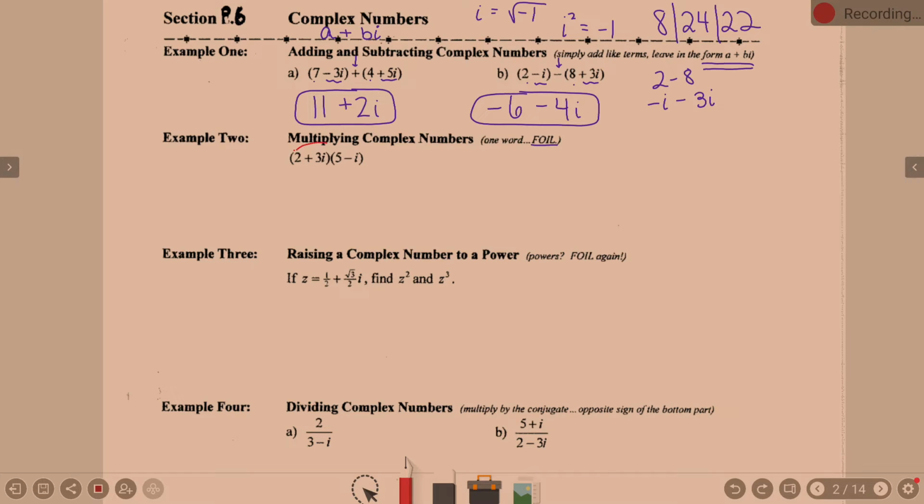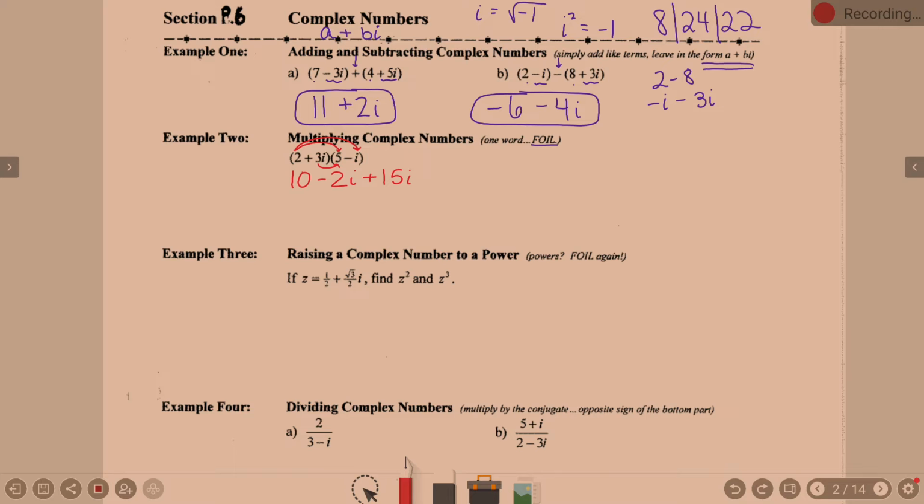So first, we're going to distribute the 2 to the 5. And 2 times 5 is 10. Then we're going to multiply the outsides. So we're distributing 2 to -i. 2 times -i is -2i. I being insides, so we're distributing 3i to 5. 3i times 5 is 15i.